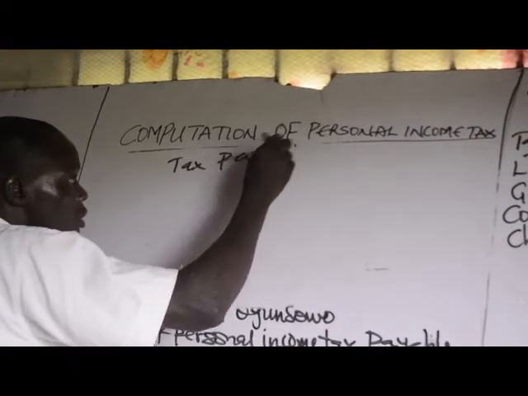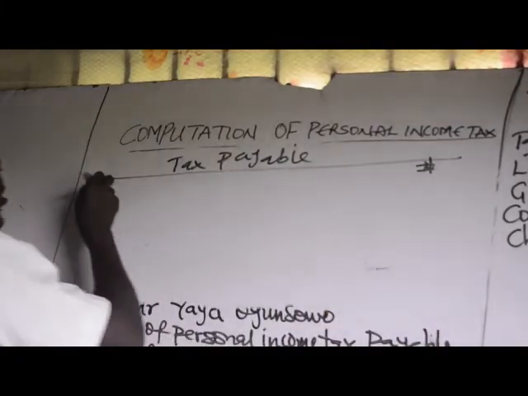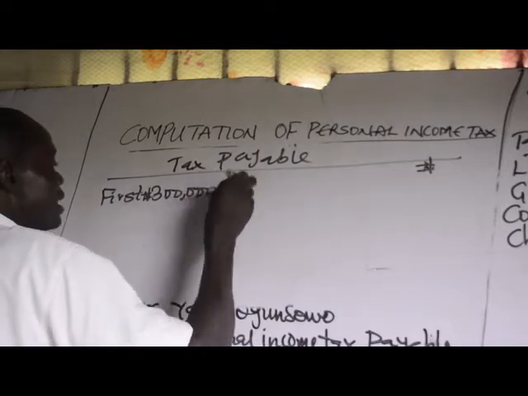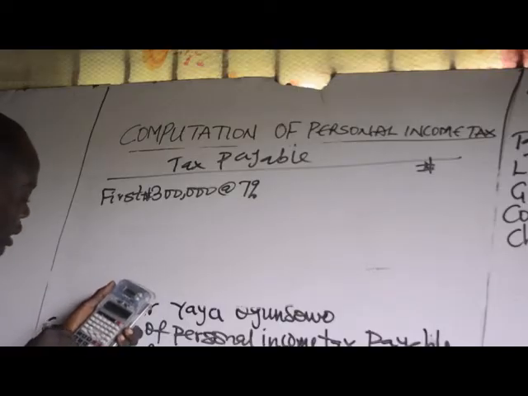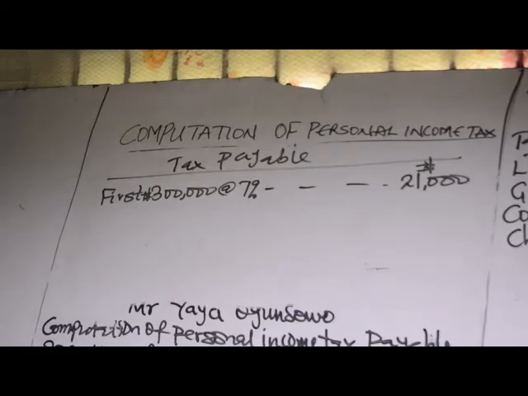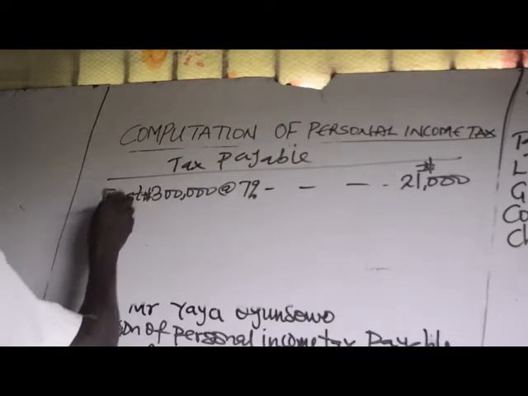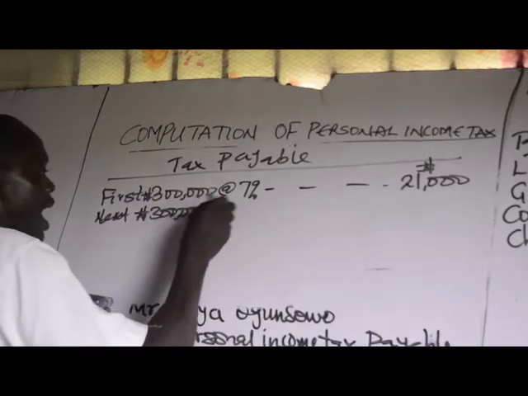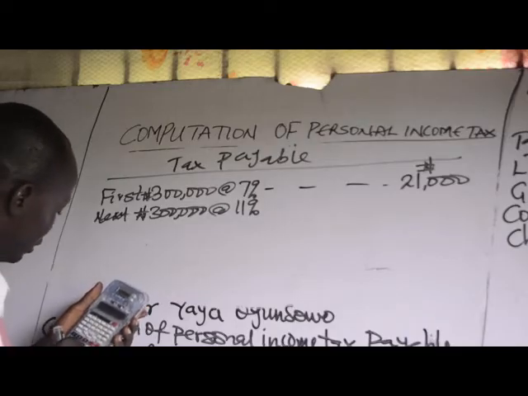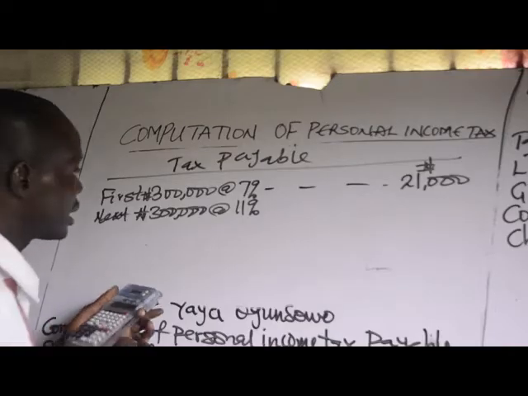Now, let's have tax payable. Remember, we have the first 300,000 naira, and that is taxable at 7%, whichever one you use, either you call it cover or you call it percent. What is 7% of 300,000? That gives us 21,000. Then we also have the next 300,000 naira at 11%. If you calculate 11% of 300,000, that gives us 33,000 naira.